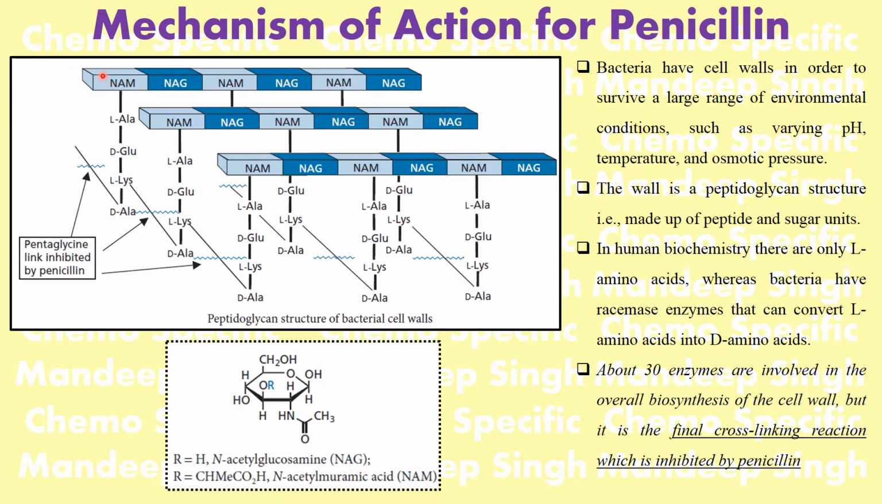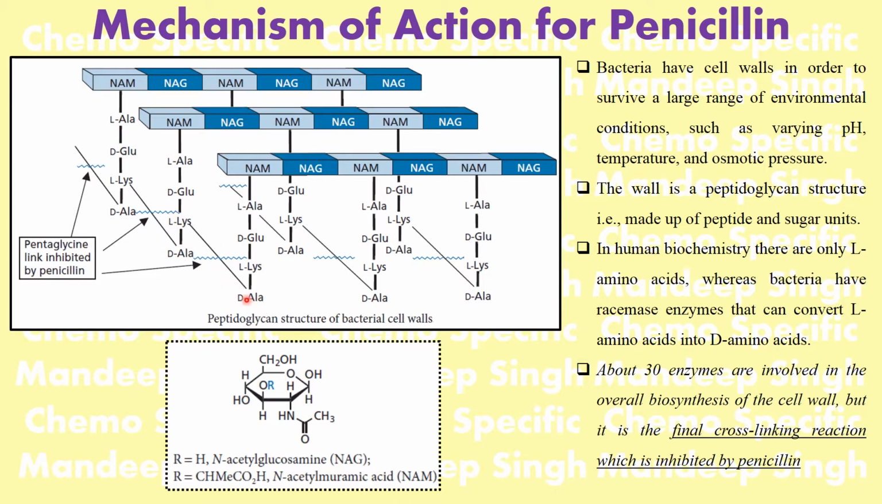This is how they are arranged: NAM, NAG, NAM, NAG, interconnected sugars, and then all the amino acids are connected to these sugars. Now, there are more than 30 enzymes involved in the entire construction of this bacterial cell wall. But you have to understand that the most important step is the last step, which is the interlinking. This interlinking takes place in the last step between the chains, and it is a pentaglycine linkage.